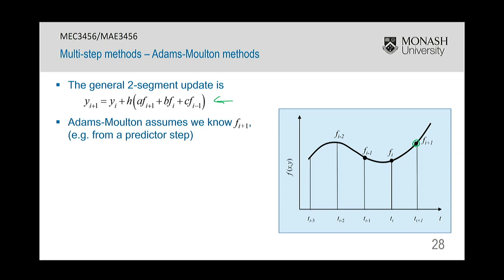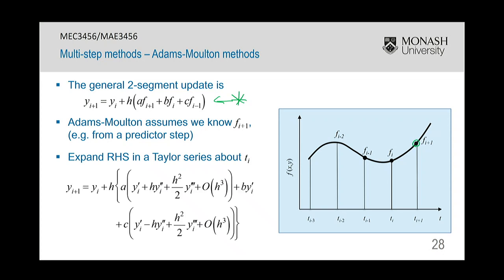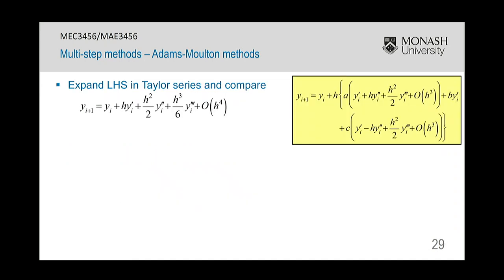The corrector steps are called Adams-Moulton methods, and they of course assume that we know f_{i+1} from a predictor step. So if we again expand the right hand side of this equation in a Taylor series about t_i, it's very easy to show that y_{i+1} is equal to this long expression here. So that's the a term, that's the b term, and that's the c term. I've just rewritten that equation up here in yellow in the top right.